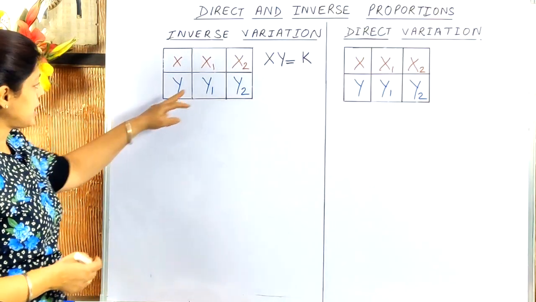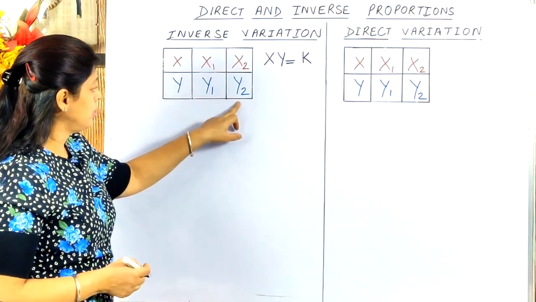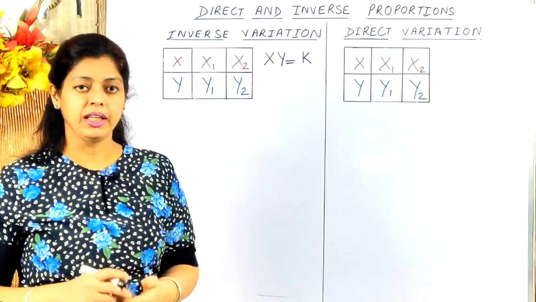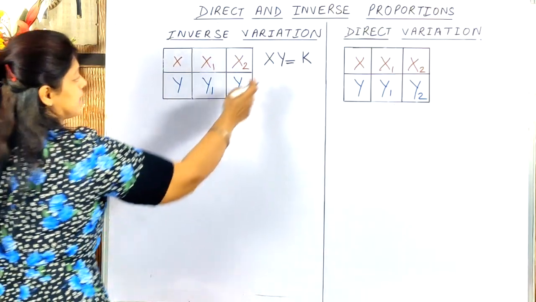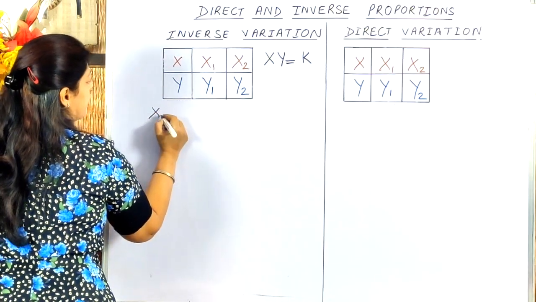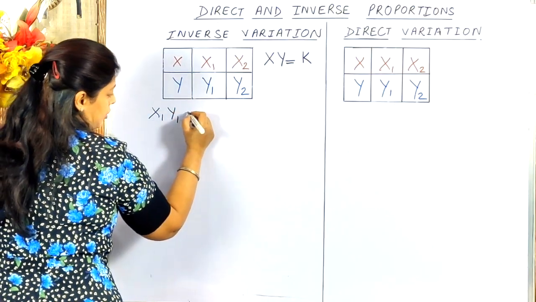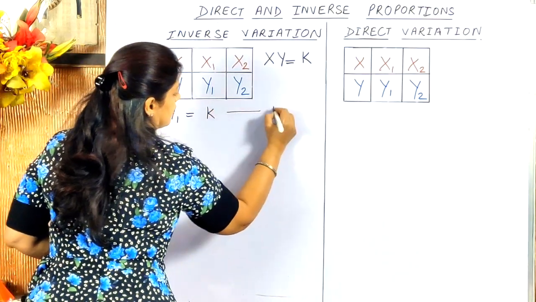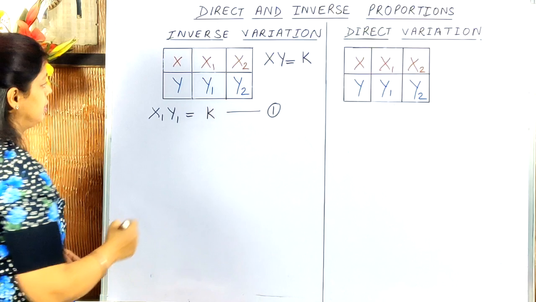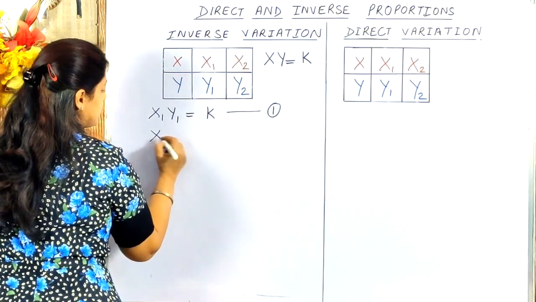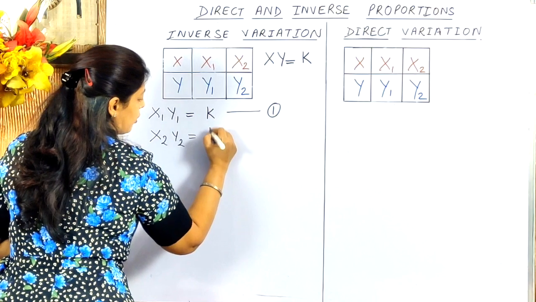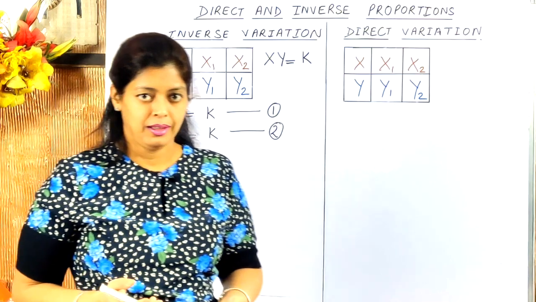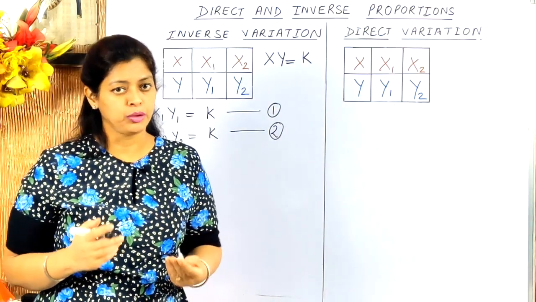If I have two sets of values, y1 and y2 are the corresponding values of y with respect to x1 and x2, which are the values of x. From this I can say that the product x1 y1 will also remain constant, that is equal to k. So this is my first equation, and for the second set of values also I can say that x2 y2 will also remain constant, again equal to k. We have also seen this in the previous two examples. The product always remains the same.